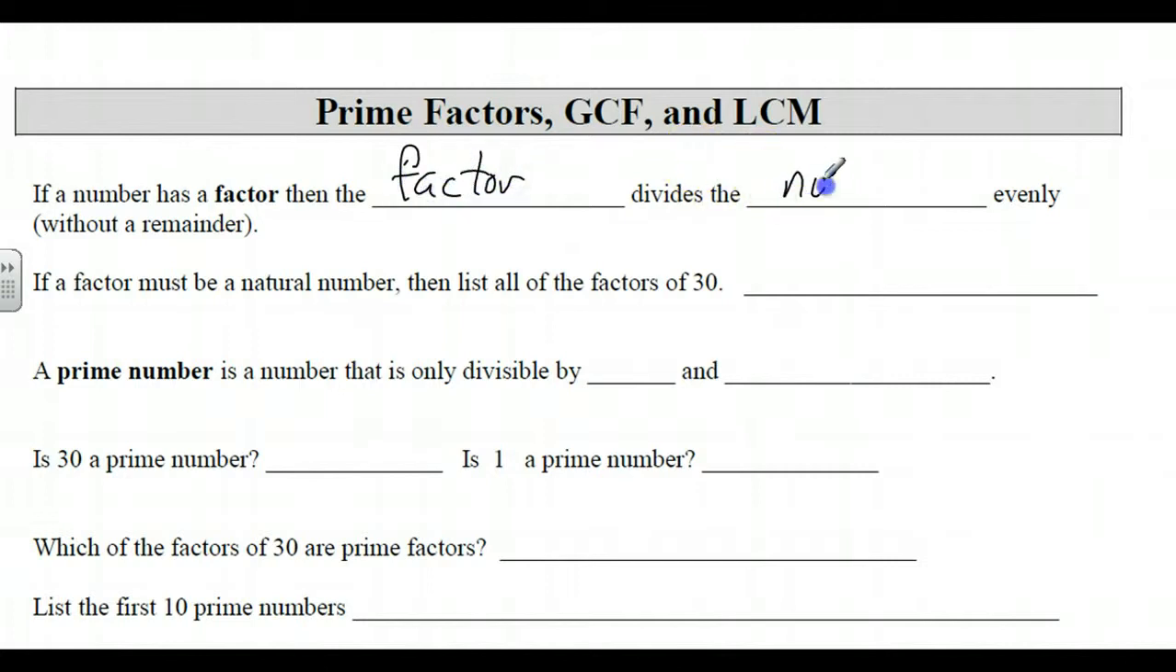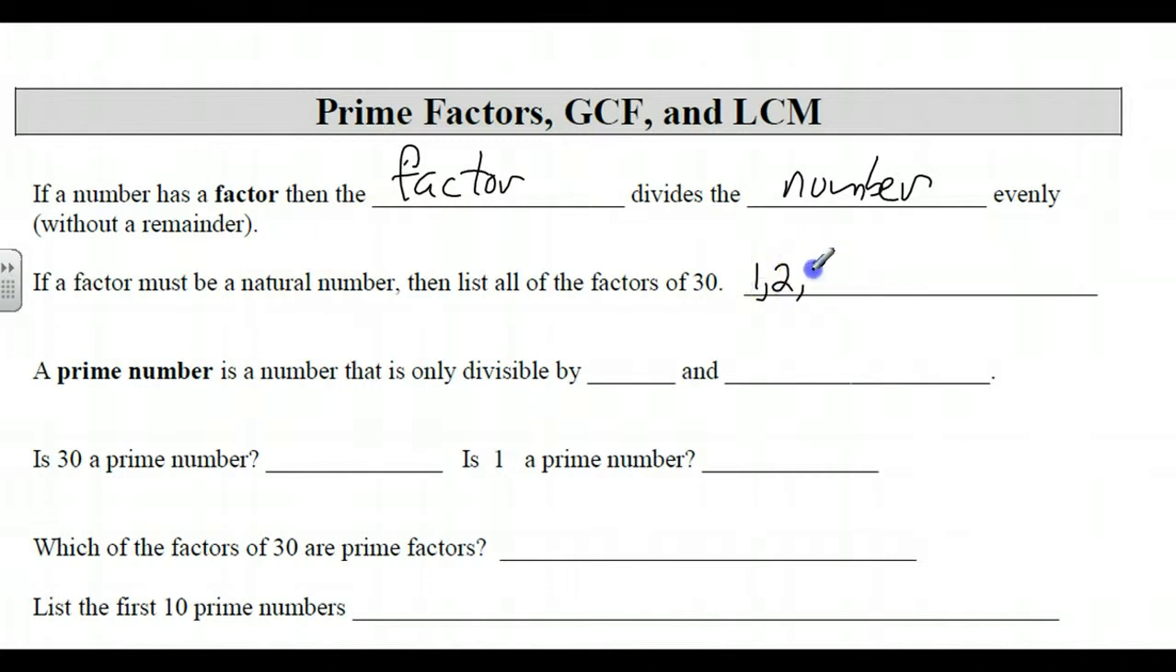Okay, and then the factor divides the number evenly. So there'll be no remainder. A factor must be a natural number. List all the factors of 30. So factors are natural numbers, right? We don't do integers. We stick with the natural numbers, which, as we know, are the counting numbers, 1, 2, 3, 4, etc.